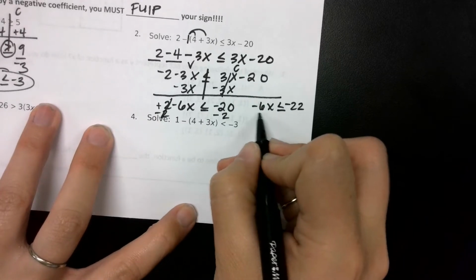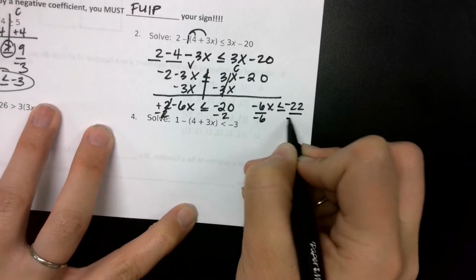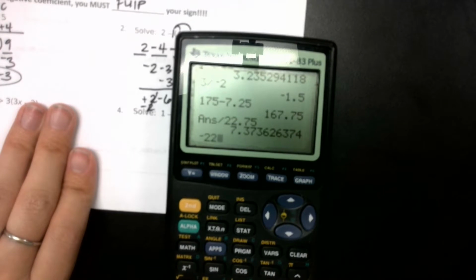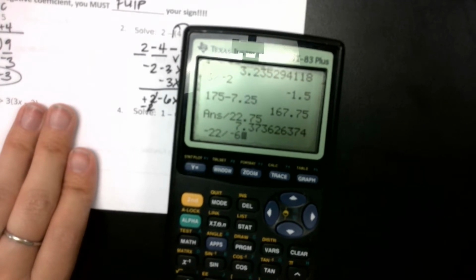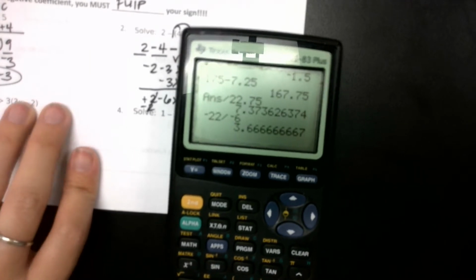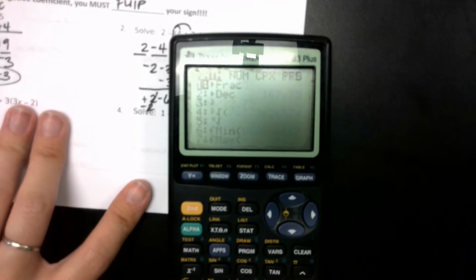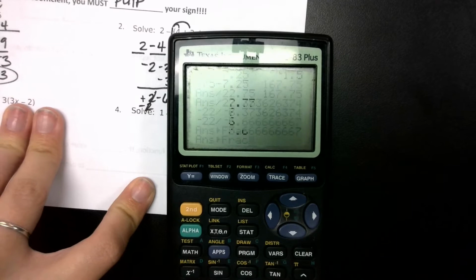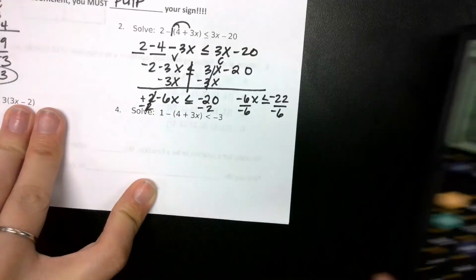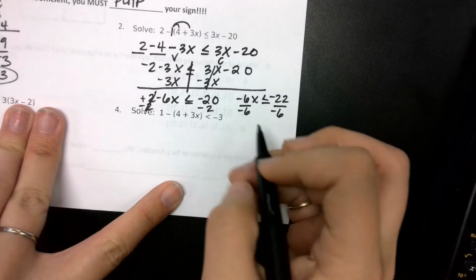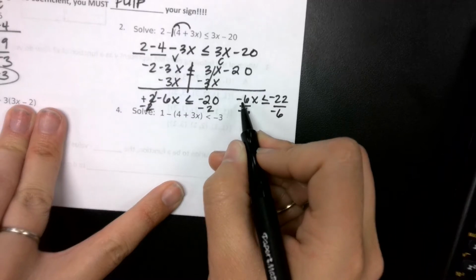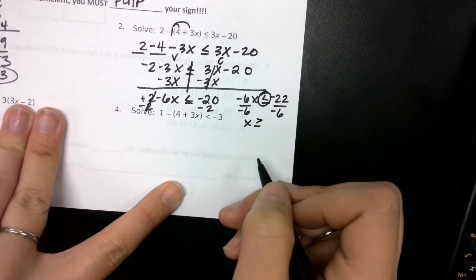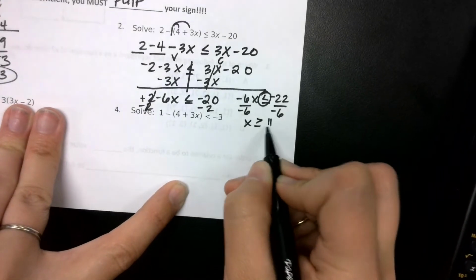Divide by negative 6. Negative 22 divided by negative 6. Let's turn this into a fraction. Some of your EOC and some of your CA questions have a fraction. 11 over 3. There was a negative in front of my variable, so I'm going to flip the sign. X is greater than or equal to 11 over 3.